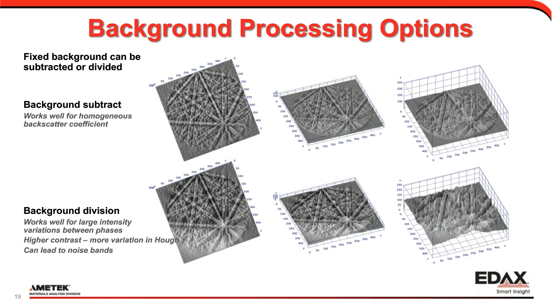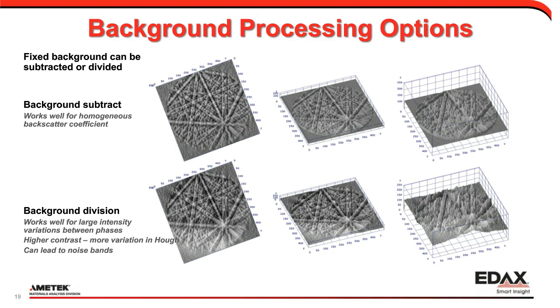Plain background subtraction works great for homogeneous samples, or samples with backscatter coefficients that are very much alike. And of course, background division tends to work better for large intensity gradients and multi-phase samples. It can give you a little bit higher contrast, but it can also lead to a little bit of noise and noise bands because of it. So it's a tricky process of, okay, I have to choose the background before I go.